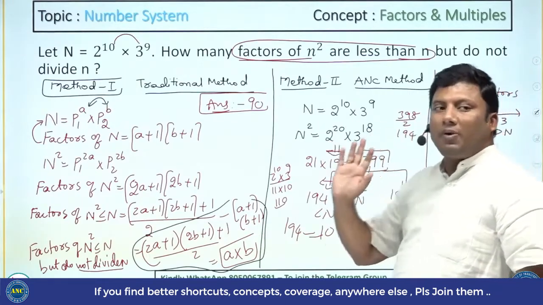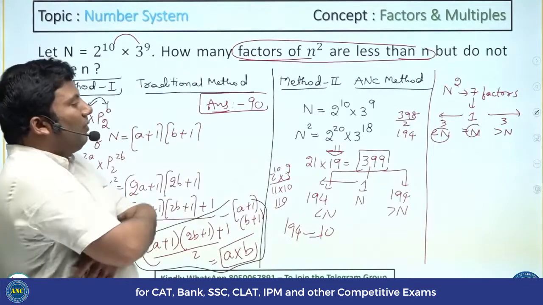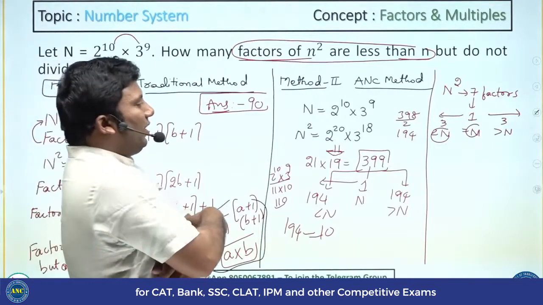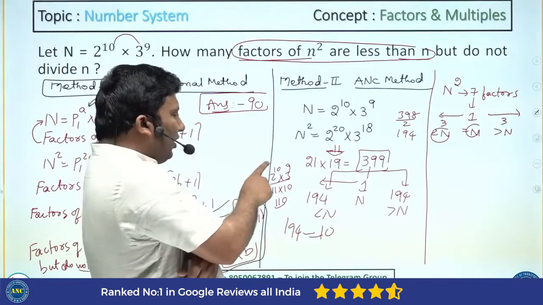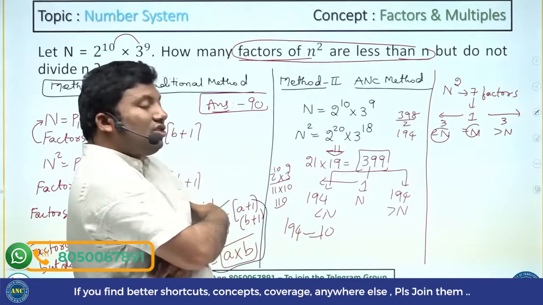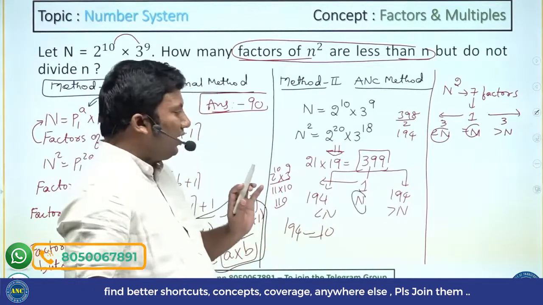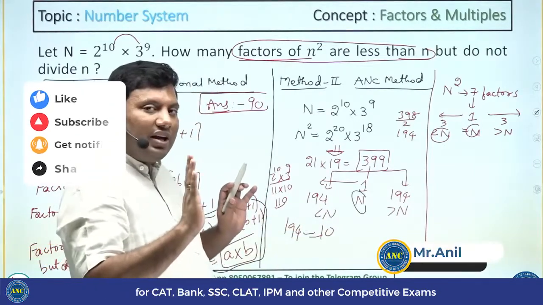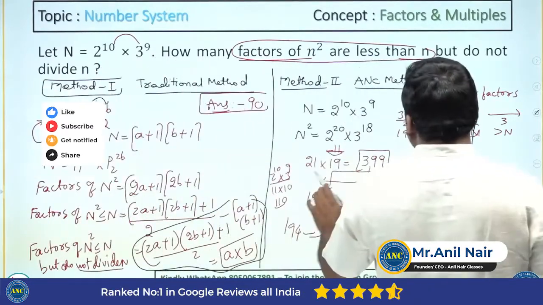N is 2 power 10 into 3 power 9. N square will become 2 power 20 into 3 power 18. How many factors of n square are there? 21 into 19, which is 399. One factor will be equivalent to n. Remaining 398, equally divided.